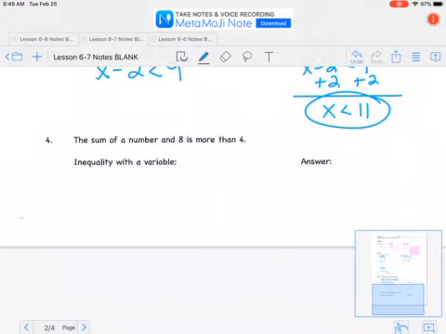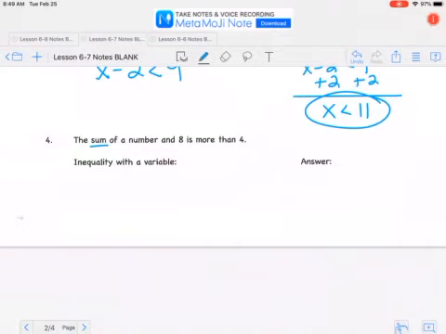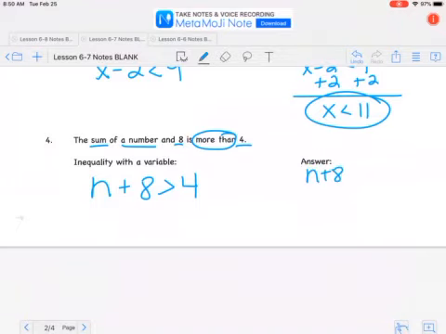Okay, number 4. It says the sum of a number, so sum, remember, is when we add together, of a number and 8 is more than 4. So a number, n, plus 8 is more than 4. So we know that is greater than. So our answer, I used an n, not an x. So n plus 8 is greater than 4. So I would subtract 8. Remember, just because we're subtracting, you do not flip. That's only for multiplication and division. So we'd have n is greater than -4.